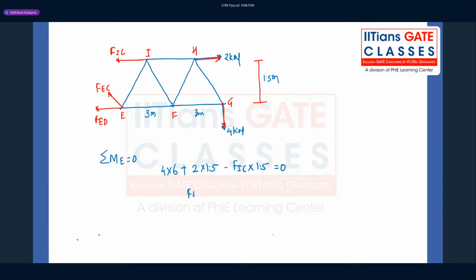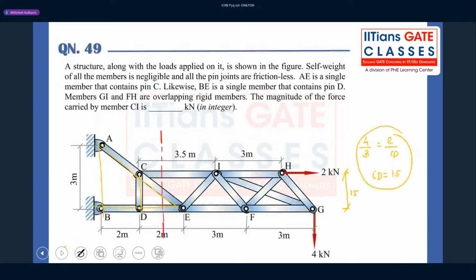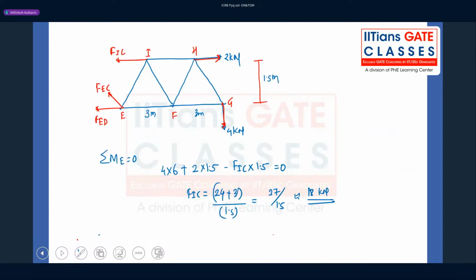So FIC can be calculated as 24 plus 3 divided by 1.5. So that is 27 divided by 1.5, which is 18 kilonewton. In this case, they have not given us the options, they are asking us to write it. So 18, because they are asking us the integer, 18 is the correct answer in this case.